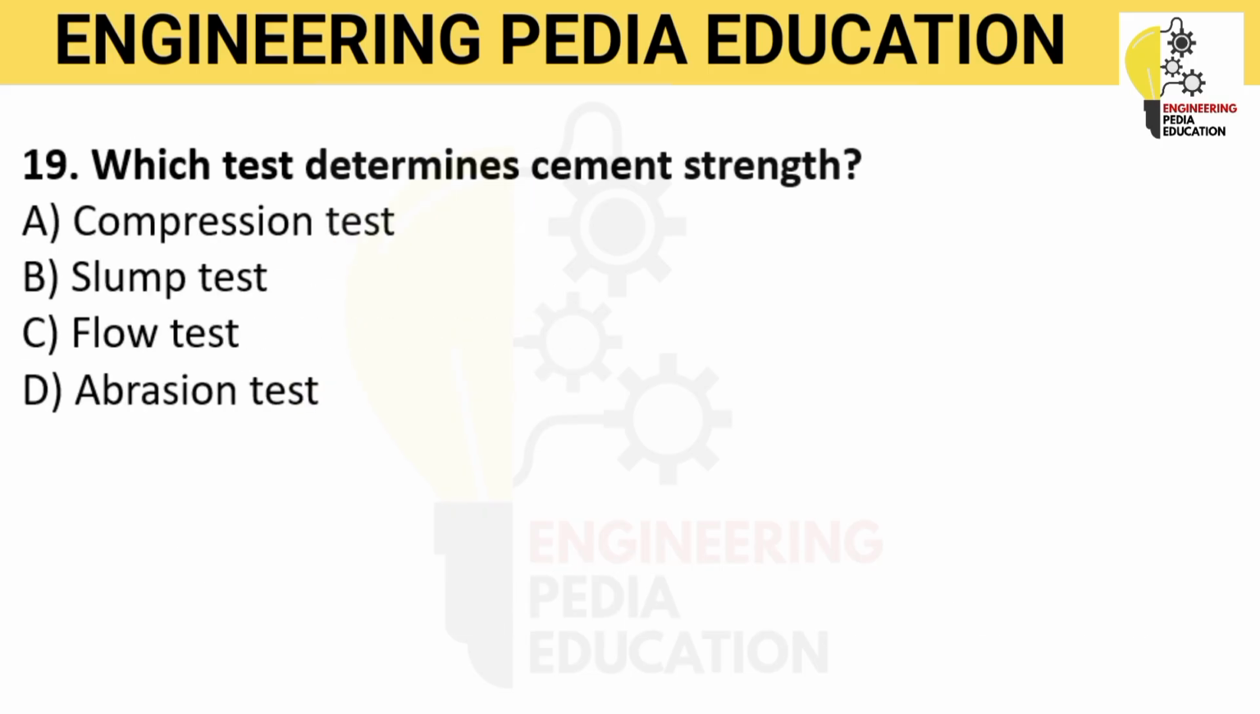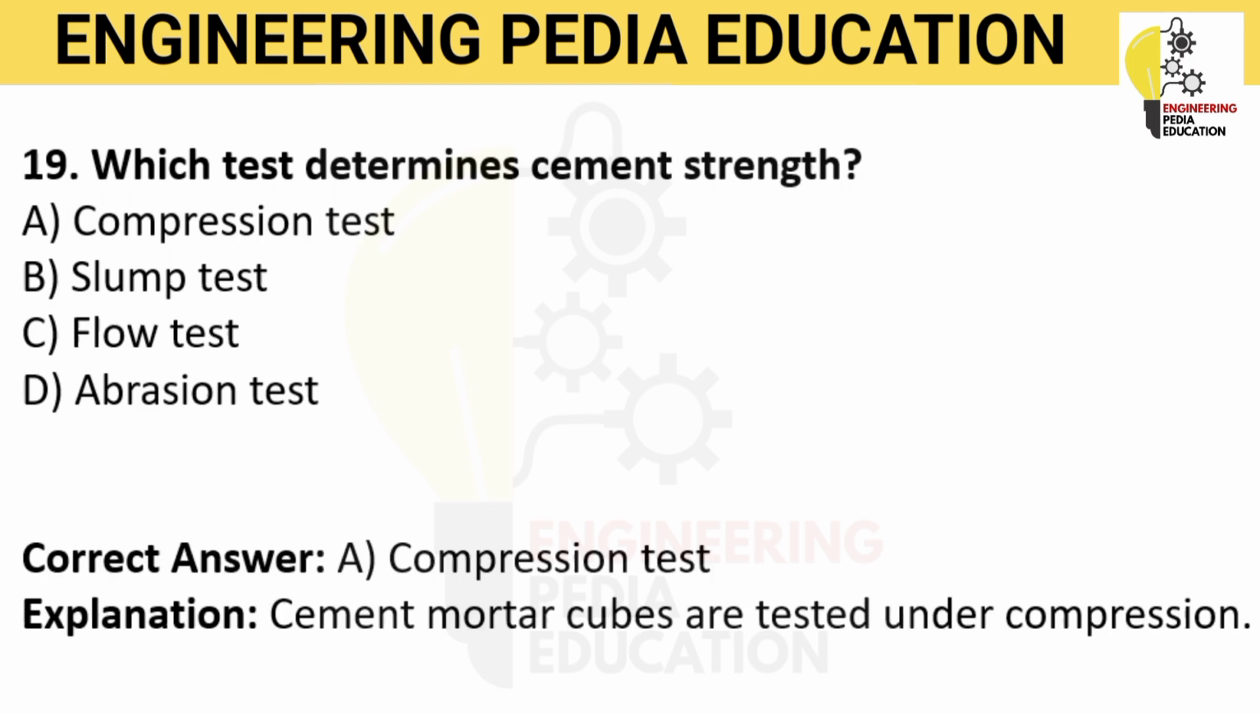Which test determines cement strength? Compressive test, slump test, flow test, or abrasion test? So the correct answer is compression test. The compression test is performed to determine the compressive strength of cement. In this, cement mortar cubes are tested under compression. Apparatus used are a compression testing machine, a cube mold, a vibrating machine, and cement mortar cubes of size 70.6 mm x 70.6 mm x 70.6 mm.